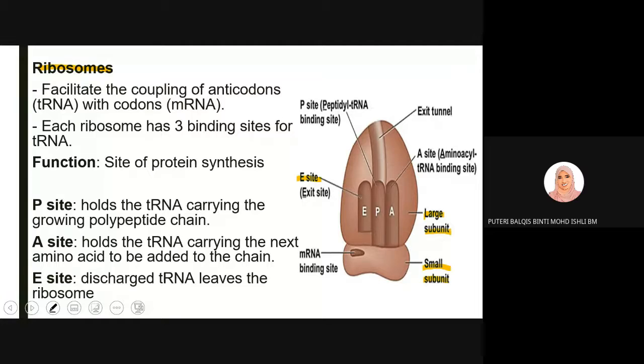E site is for exit. P site is peptidyl tRNA binding site. P site is the one that holds tRNA carrying the growing polypeptide chain. P site ni lah yang dia akan pegang tRNA yang kepala dia ada polypeptide chain. A site is amino acid tRNA binding site. This is the one that holds the tRNA carrying the next amino acid to be added to the chain.